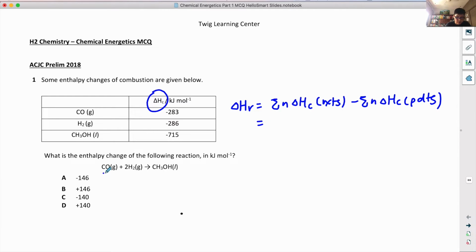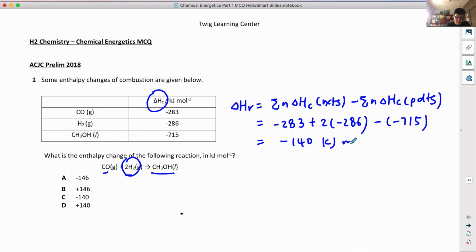So you can see that, let's try. The reactants will be carbon monoxide and hydrogen. So the first value I'm going to use is minus 283. Since I have two hydrogen, I must multiply by 2, so 286. Then you minus the product, which is just methanol. What's the value? Minus 715. If you press your calculator, you should get a value of minus 140 kilojoules per mole. So this answer should be C. Okay, let's move on. Next question.